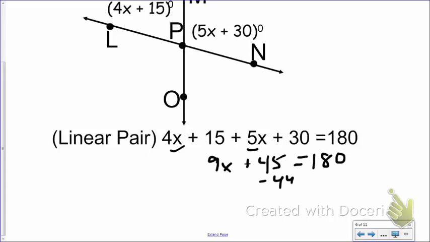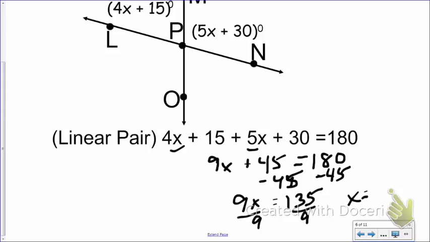Then if I subtract 45, I'll have 9x equals 135. And then I'll divide by 9. You might have to get a calculator to do that, but x would equal 15, I believe. 9 times 15 is 135.